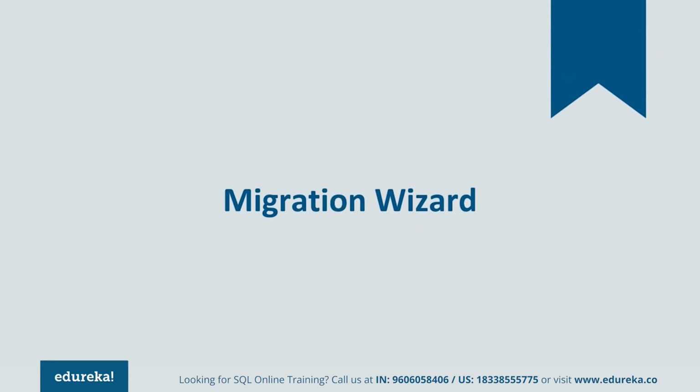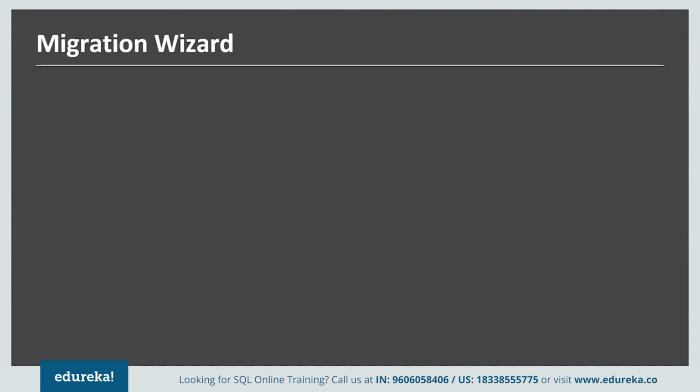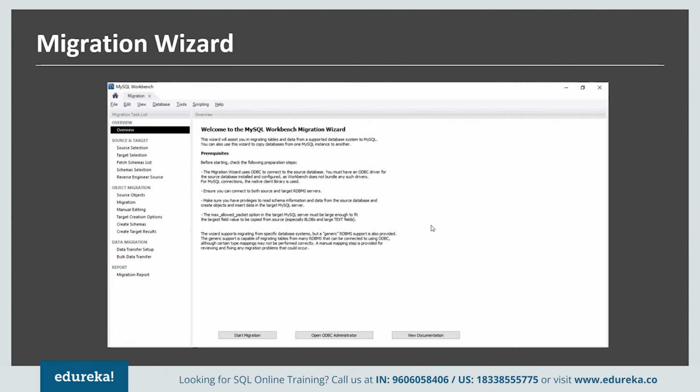So now that you've understood the various features of data modeling, let's move on to the next topic, that is the migration wizard. This migration wizard basically looks like this. When you open your MySQL Workbench and go to the third module, that is the migration wizard, you see this as your first screen, which says welcome to the MySQL Workbench migration wizard. On the left hand side, you see various options such as source selection, target selection, fetch schema list, and other options such as migration, manual addition, data transfer setup, bulk data transfer, and finally the migration report.